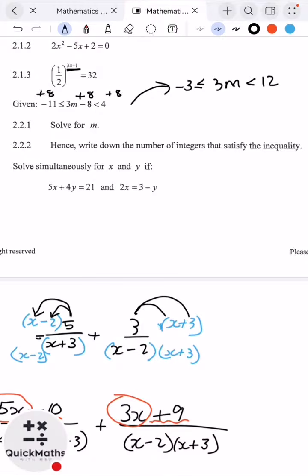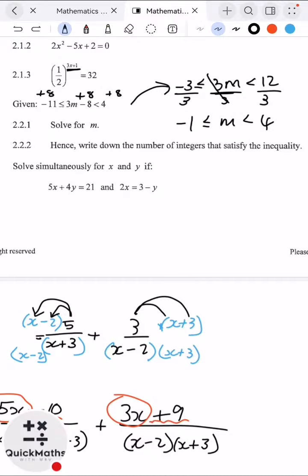We added 8 everywhere. Now we want to get rid of this 3 as a coefficient, so we're going to divide by 3, everywhere. So now we would have m. Minus 3 divided by 3 is minus 1, and 12 divided by 3 is 4. So we read this as m is greater than or equal to minus 1 and m is smaller than 4. That's our inequality. Write down the number of integers that satisfy this inequality.